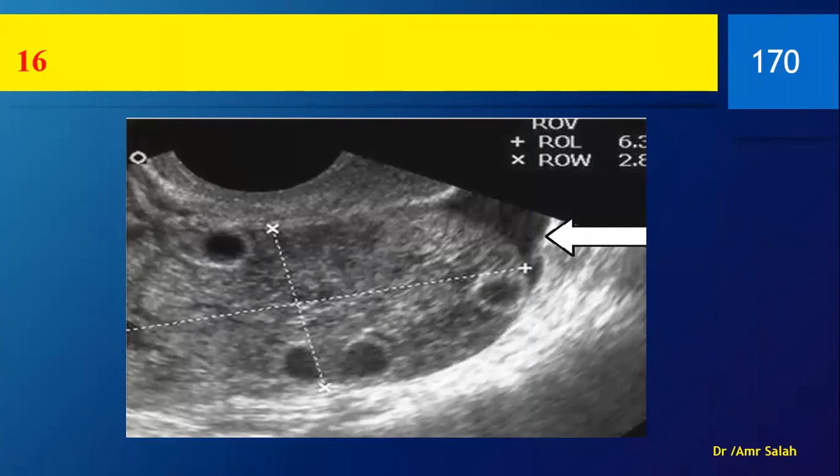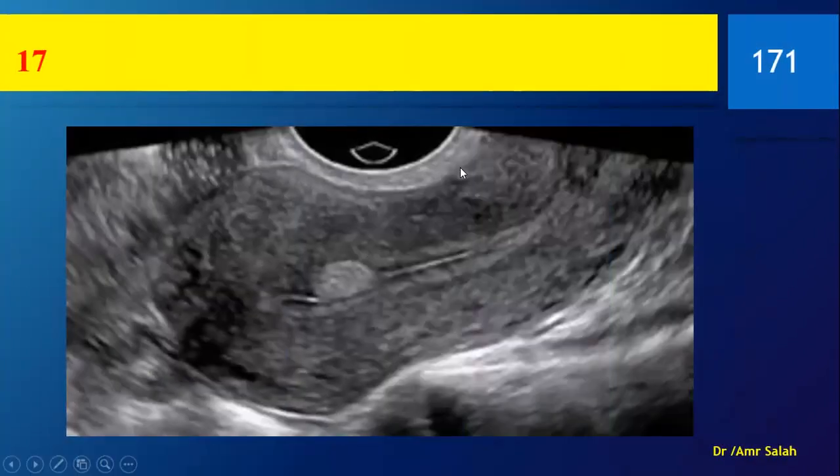Okay. I want you to tell me the name of the sign. Look at the follicles. Yeah, this is the follicular ring sign. And the patient is having pain on the left side. So she's having a torsion. Okay. Now let's see other cases other than ovarian.